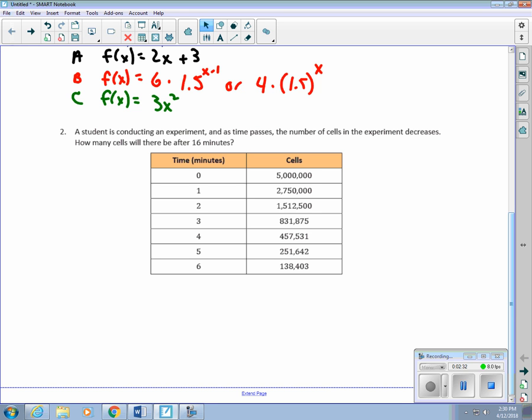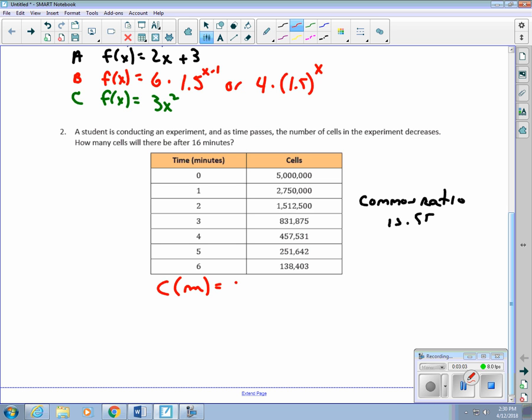So we take a look. A student is conducting an experiment. The number of cells are decaying here. All right. So what we see is our common ratio is 0.55. How do we get that? We just divide one number by the number prior to it. Okay. So that we see that our function is C of m equals 5 million times 0.55 to the m power.